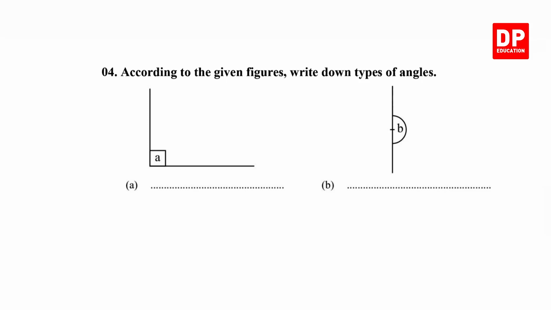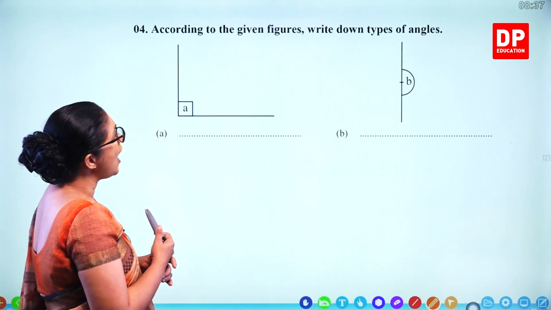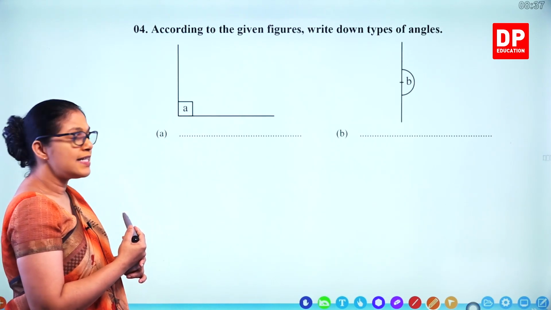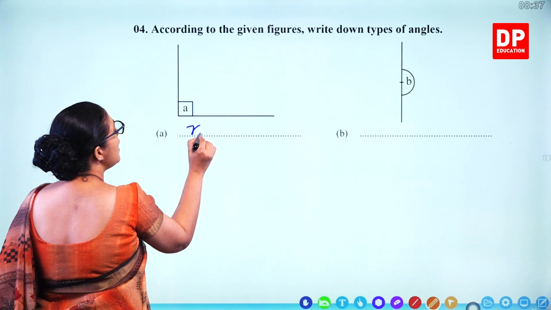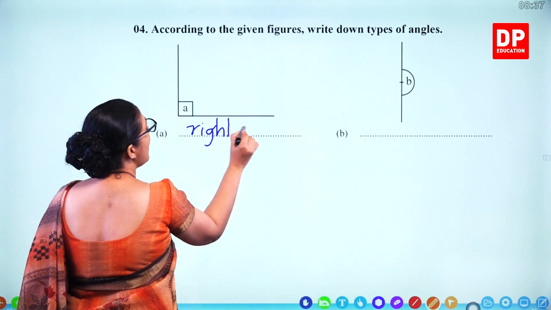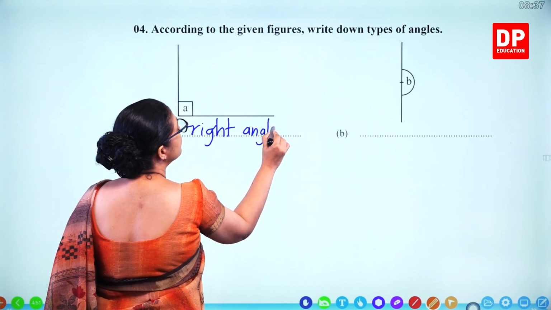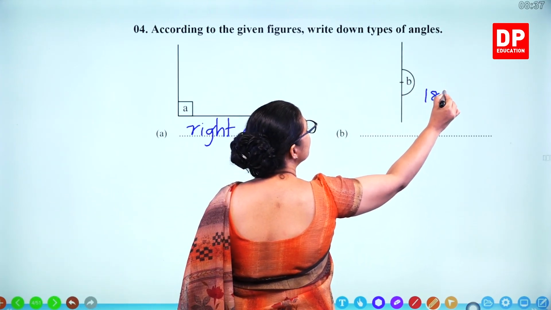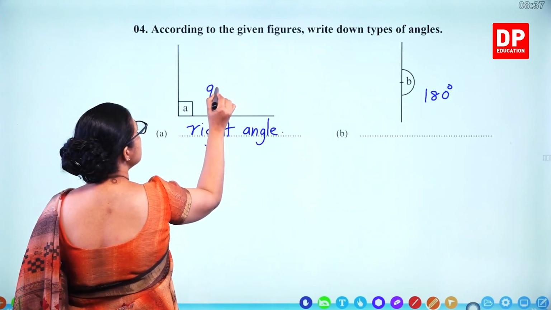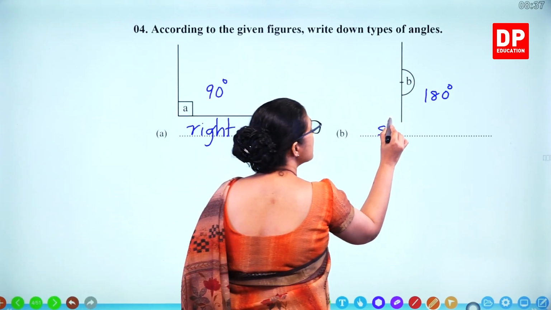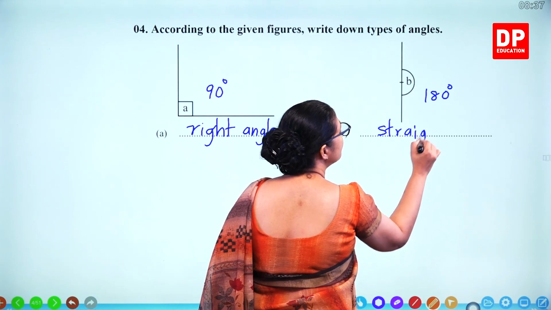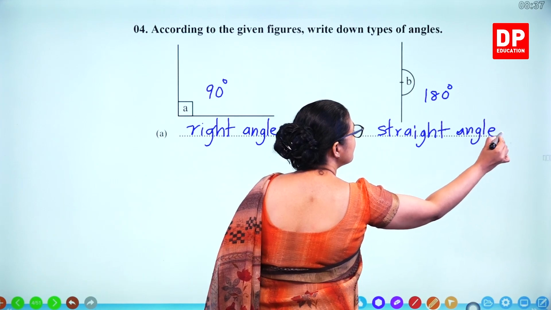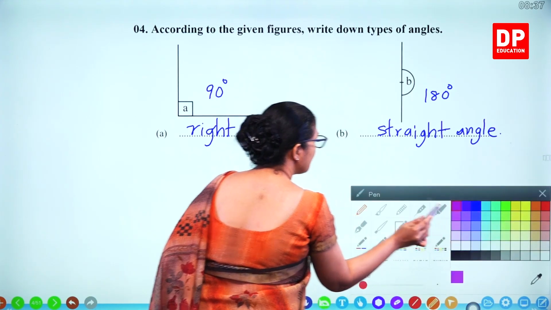Question number 4. According to the given figures, write down the types of angles. What is this one? That's 90 degrees. What you call a right angle. This is 180. What do you call 180? Straight angle. One mark each.